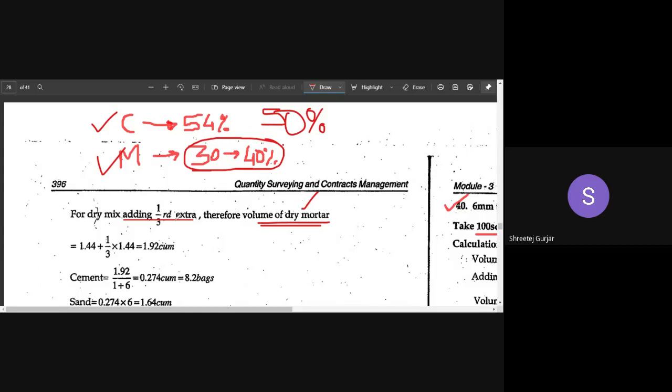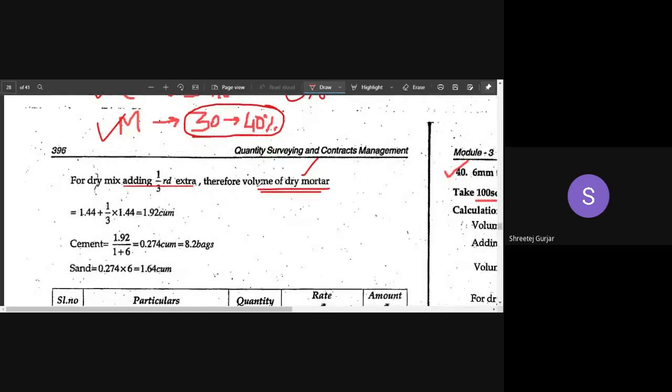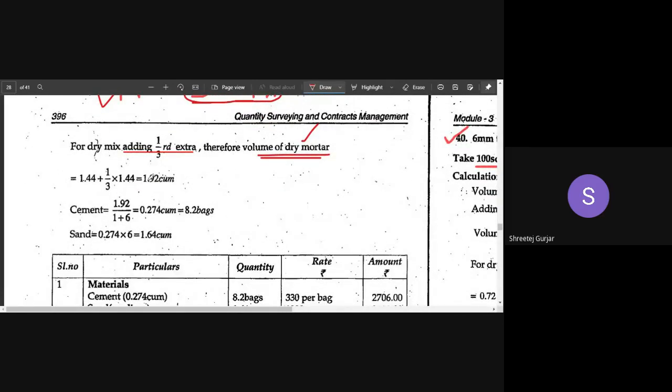Okay, then after adding dry volume, the total volume of your mortar is 1.92, correct? And if you recall, if you want to get the cement quantity, you have to divide this particular volume by the summation of the ratio. So the ratio they have given is 1:6. So the summation of this is 1 plus 6, that is equal to 7. So divide this particular volume by 7, and you will get the amount of cement in cubic meters.